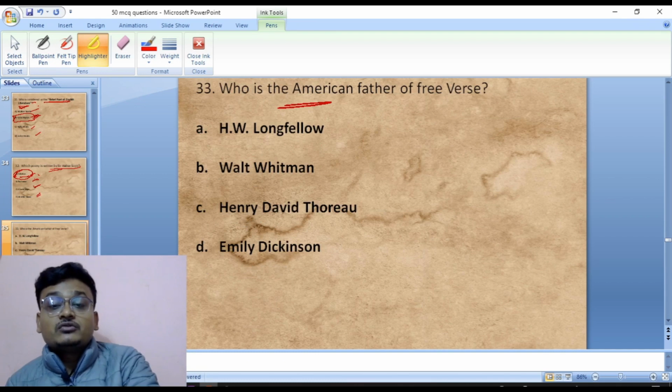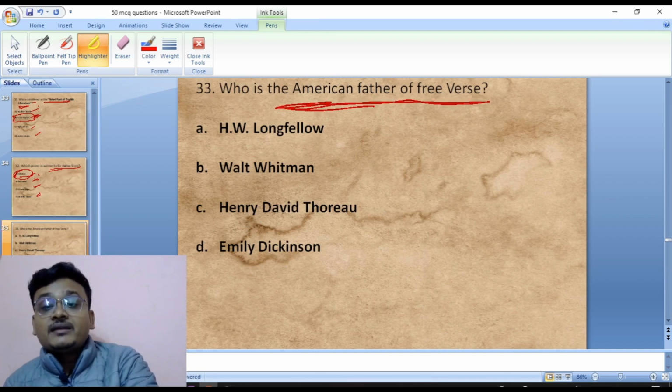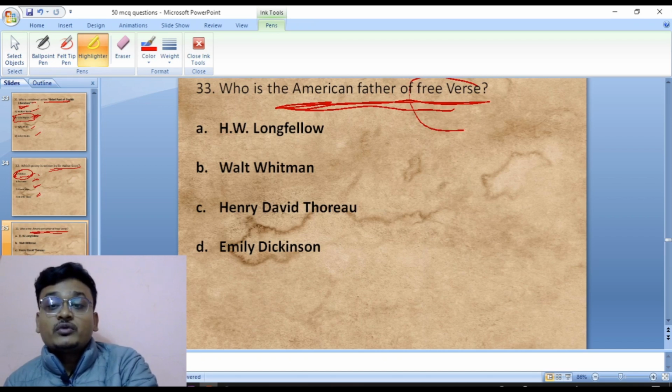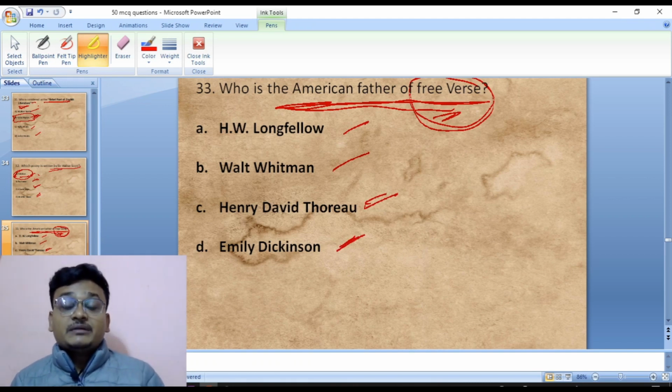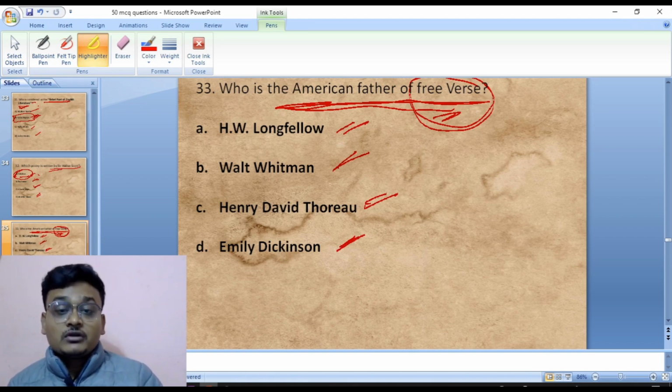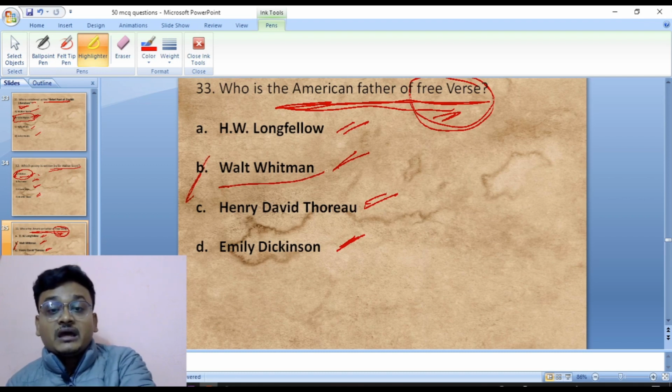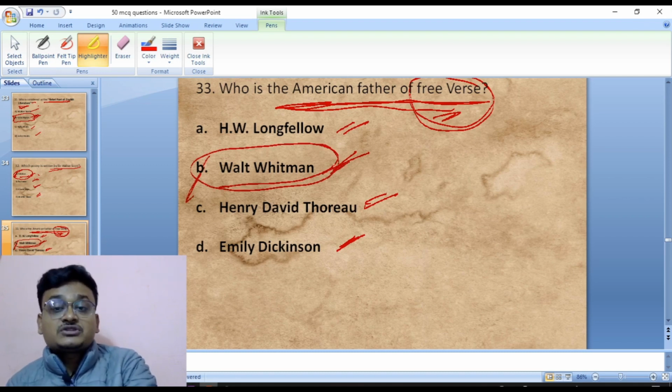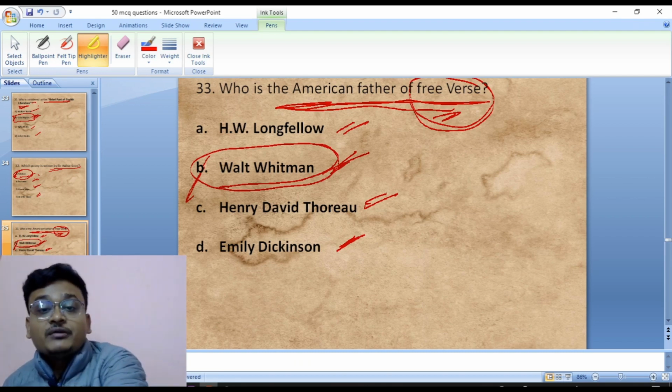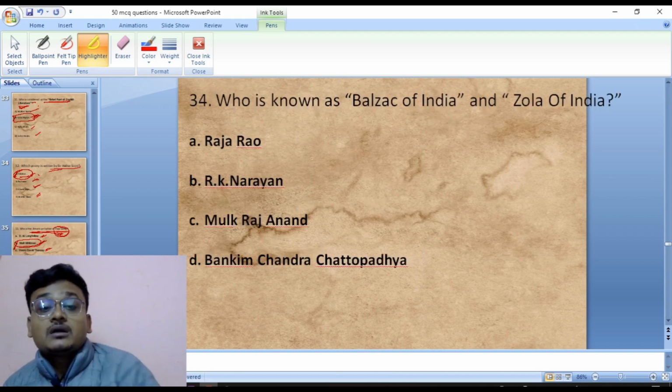Who is the American father of free verse? Now what is free verse? When a poem is written without rhyme, that is free verse. The options are H.W. Longfellow, Walt Whitman, Henry David Thoreau, Emily Dickinson. Thoreau is known for transcendentalism. Walt Whitman is called the father of free verse in American literature. So Walt Whitman is the right answer here. The right answer to question 33 is B. Okay, now move to question number 34.